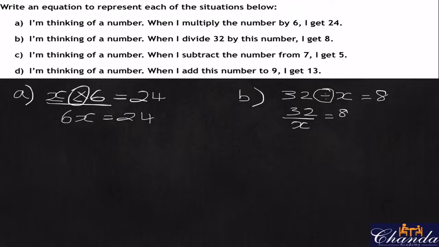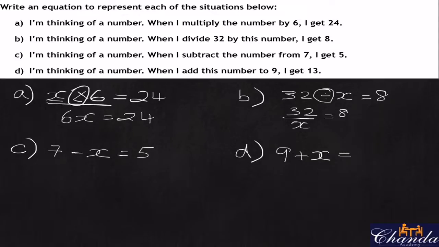Moving on to part C, I'm thinking of a number. When I subtract the number from 7, I get the number 5. So we have the number 7, and I subtract the number x, using x again, from 7 to give me a value of 5. So 7 minus x is equal to 5. Then we have D. I'm thinking of a number. When I add this number to 9, so I have the number 9 and I'm adding x to it, the result I get is 13.